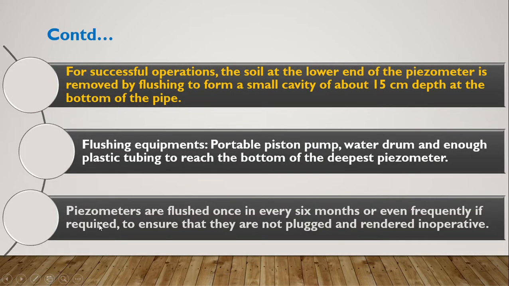And for successful operation of the piezometer, the soil at the lower end of the piezometer is removed by flushing with water. So it will form a small cavity of about 15 centimeter depth at the bottom of the pipe. This flushing is a periodical process. We have to flush the piezometer once in every 6 months, or even more frequently. Otherwise the piezometer will be clogged with soil. So for avoiding this, we have to flush the piezometer. We will use a portable piston pump, a water drum and a plastic tubing for flushing purposes.